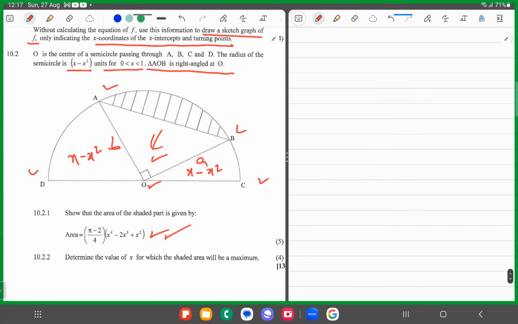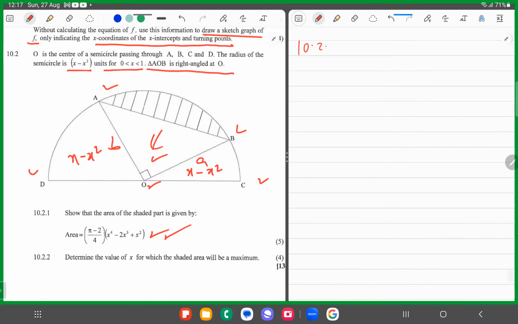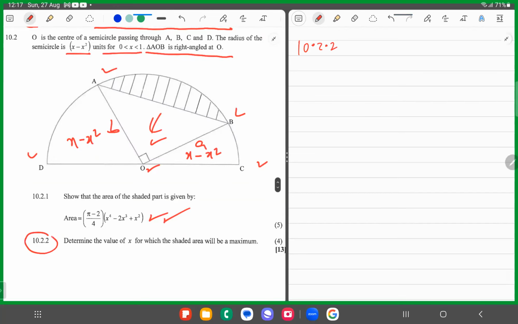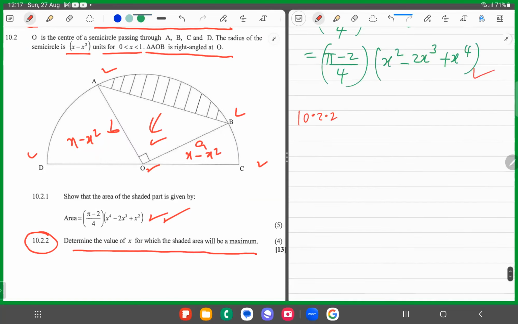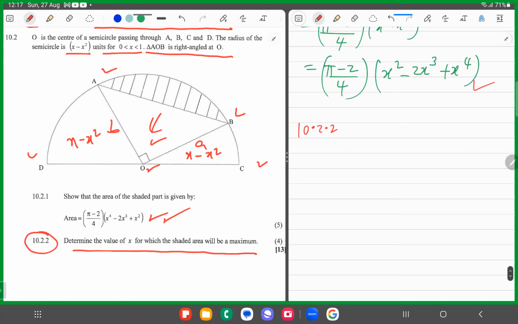Now the next thing is 10.2.2. Determine the value of x for which the shaded area will be a maximum. So in other words, for the shaded area to become a maximum, if you say the area is pi minus 2 from the previous question, x squared minus 2x cubed plus x to the 4th power.